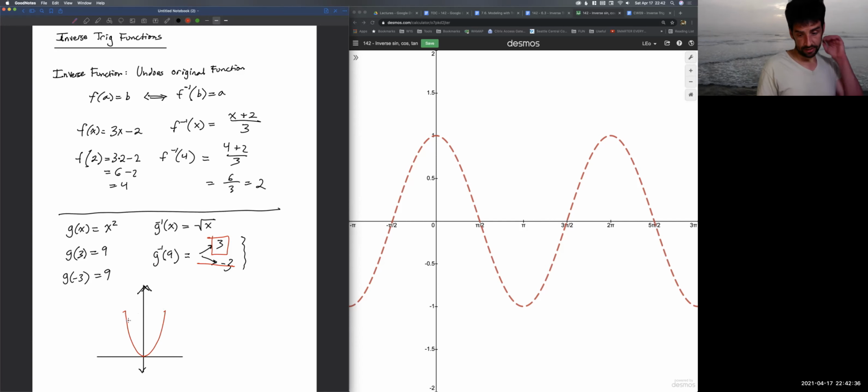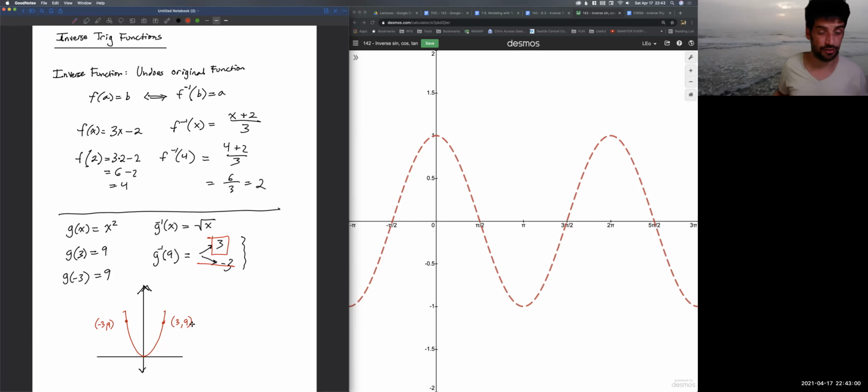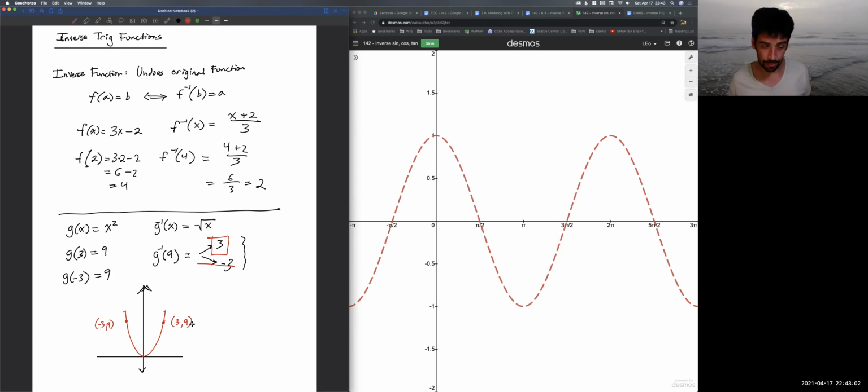The problem was that if we had an output of 9, for example, here we have -3, 9. On this graph, there are 2 points that represent an output of 9: -3, 9, and 3, 9. And our inverse function, which goes backwards, looked at the input 9 and didn't know which one of these to look at. And we made a choice.